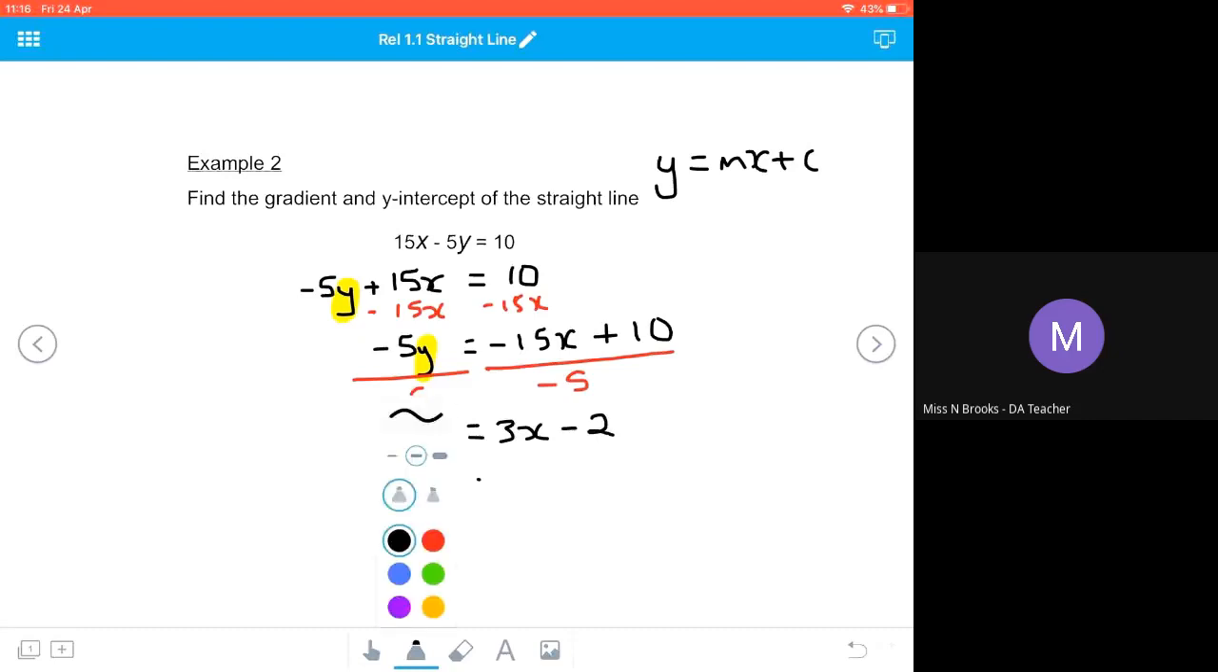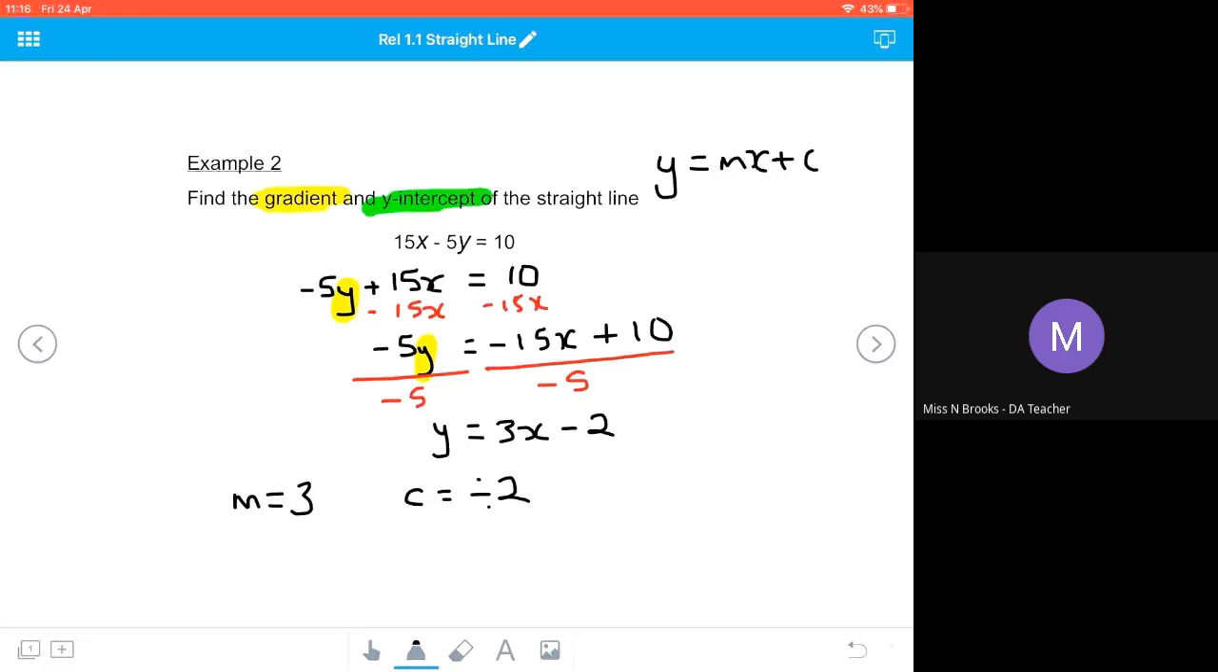Now we need to go back to the original question. We've done our rearranging, but it's asking us to find the gradient. So the gradient is 3, and it's also asking us to find the y-intercept. So we know that c equals -2. And that means that the y-intercept is the coordinate 0, -2. So if we were sketching that line, it would be going through 0, -2 on the y-axis at a gradient of 3.